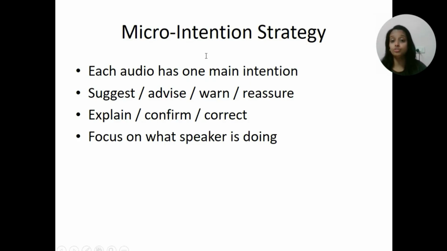This is the heart of today's lesson. This strategy is perfect for OET Listening Part B. Do you know the reason why? Because each short extract usually contains one dominant communicative intention, not 10, not a whole essay. One main micro intent, one main micro intention.